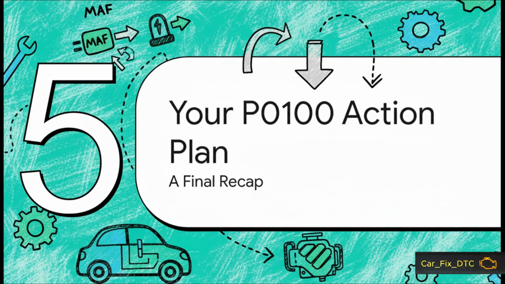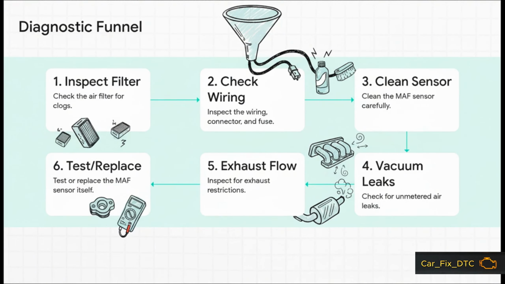Okay, that was a lot to cover. So let's wrap this all up with your P0100 action plan. A final recap. So here it is, your diagnostic funnel, all laid out. Remember, you start at the top with the easy stuff and work your way down. Number 1, inspect that air filter. 2, check all the wiring, the connector, and the fuse. 3, give the MAF sensor a good cleaning.